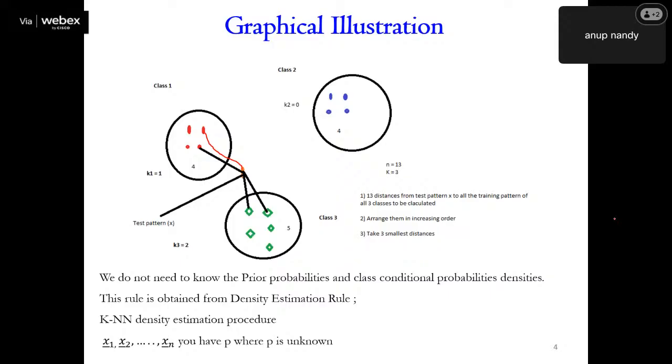For choosing the optimal value of k, one way is called the cross validation technique. You can apply cross validation to choose the optimal value of k. There is no mathematical way, like the Bayes decision rule that you have already seen. There is a theoretical justification for that, but here there is no such theoretical justification. How do you choose the value of k?